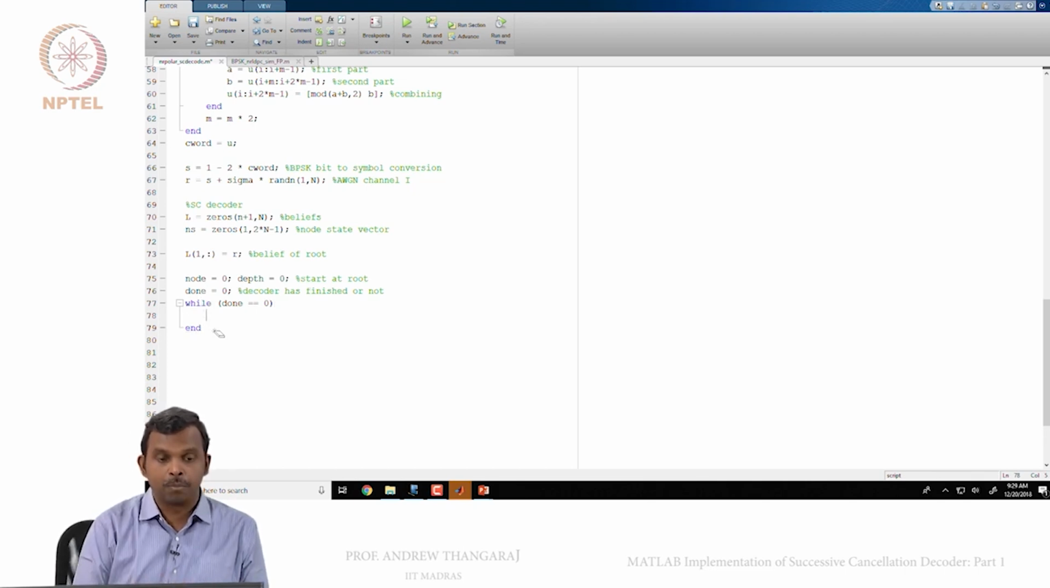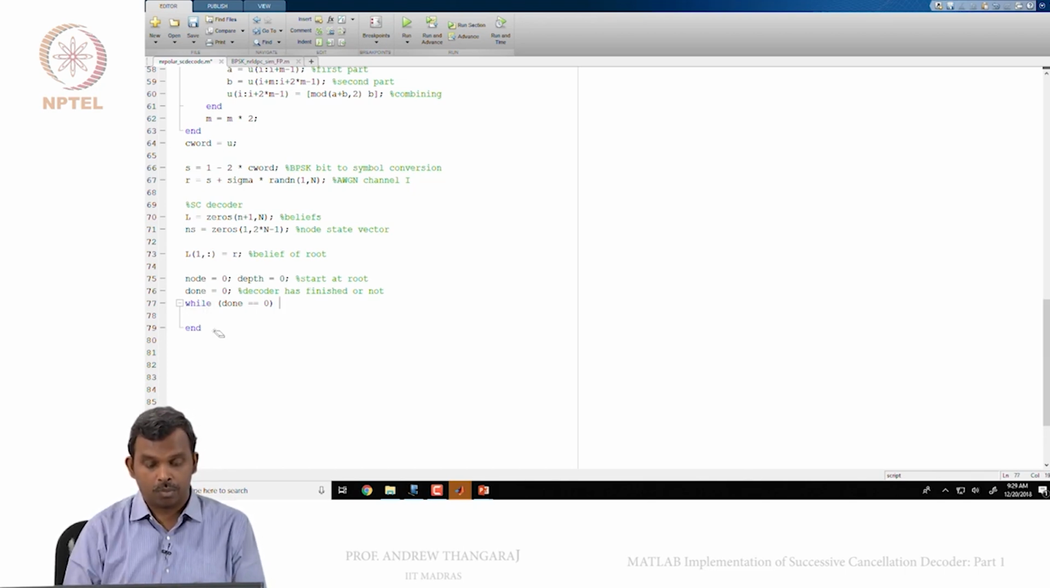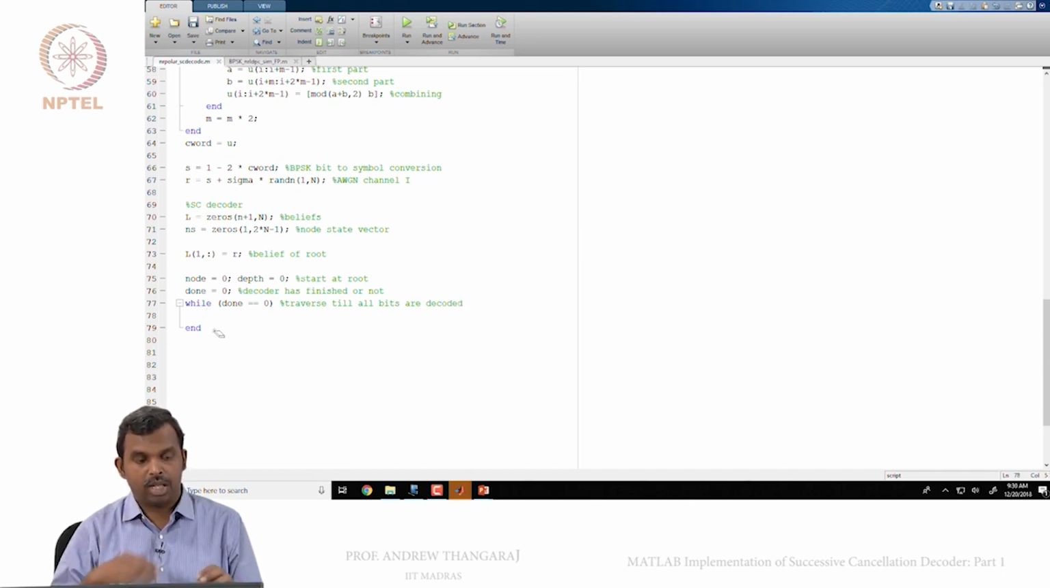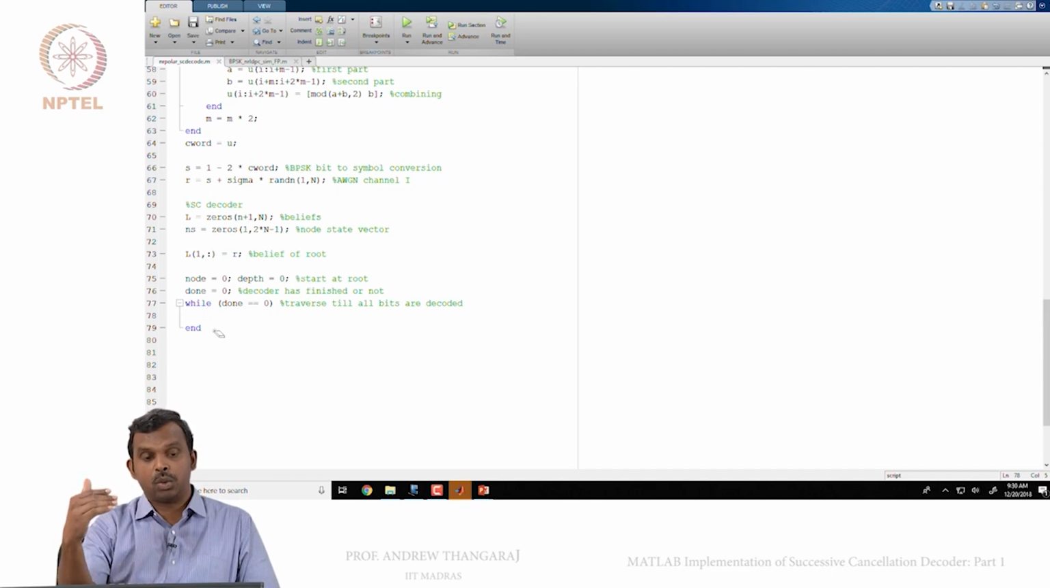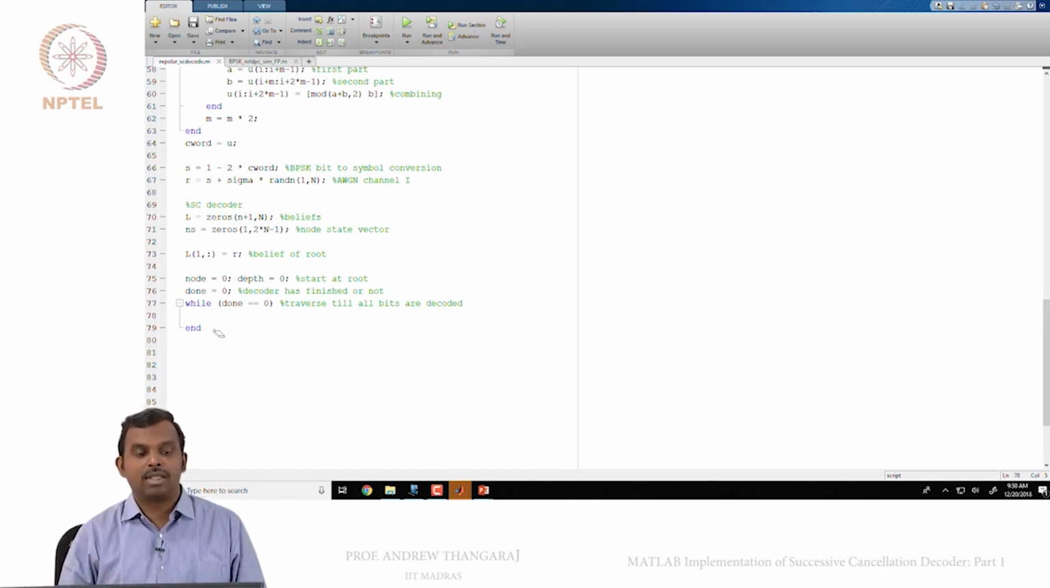Now this loop is just the traversal loop, just to keep the traversal going. Remember I am starting at the root and I have to keep traversing. Once I have decoded all the messages, I can stop, but till then I have to keep traversing. So what do we do first? First, I know what node I am at: depth equals 0, node equals 0. I have to first check the state. Depending on the state, I have to do something.